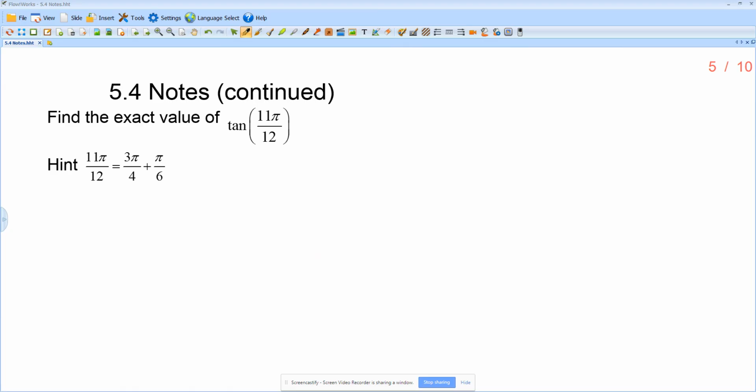All right, only 2 more examples left. Find the exact value of the tangent of 11 pi 12ths. And once again, here I gave you a hint that 11 pi 12ths is the same thing as 3 pi 4ths plus pi 6ths. So this can be written as the tangent of 3 pi 4ths plus pi 6ths, where here I have u and here I have v. Tangent formula, a little bit stickier for you to try and remember. That one's going to be tangent u.